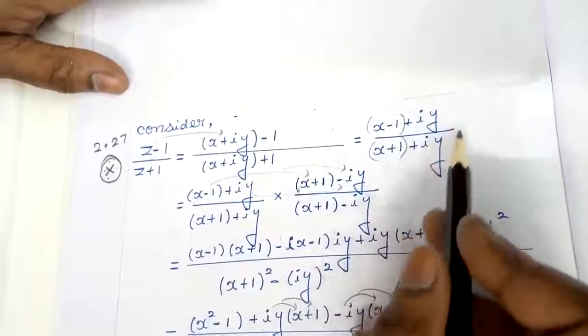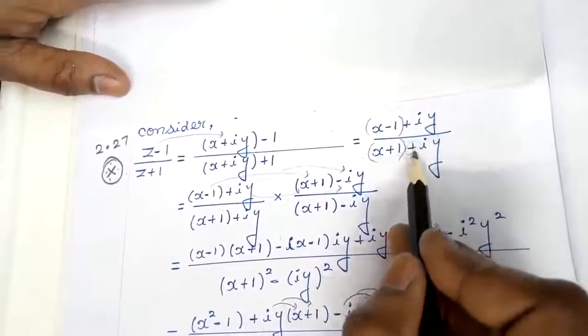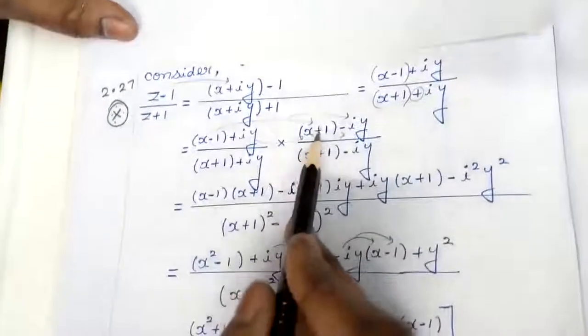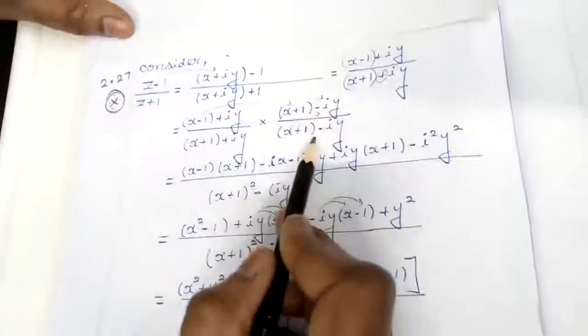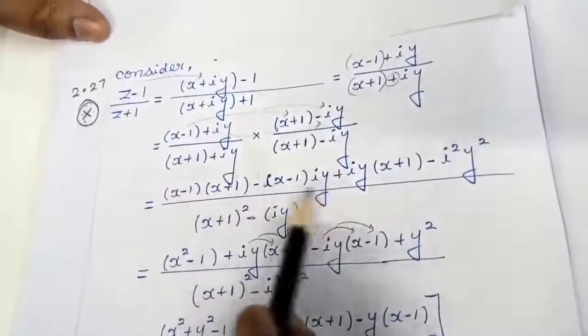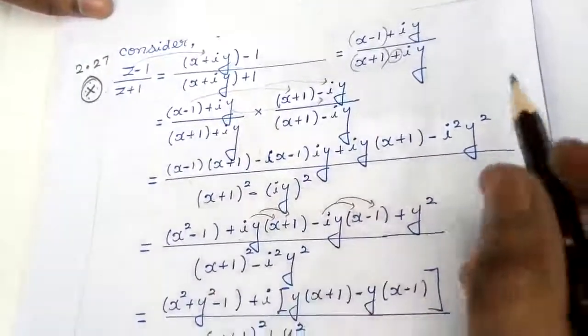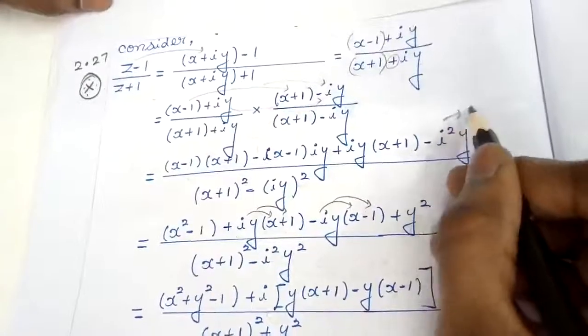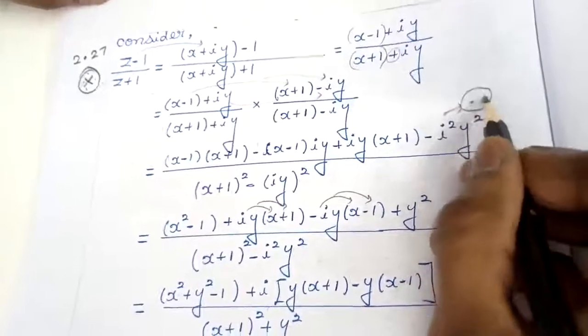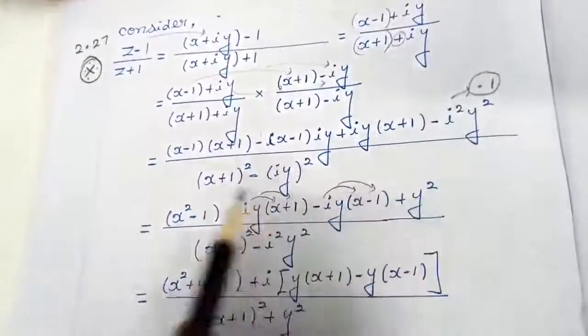Divide and multiply by the conjugate, which means I am going to change only this sign, that is x plus 1 minus iy. Divide and multiply. You are going to simplify it very carefully. Do the calculation very slowly, students. Wherever you get i square, you are going to replace the value as minus 1. You have to take time to do the calculation properly.